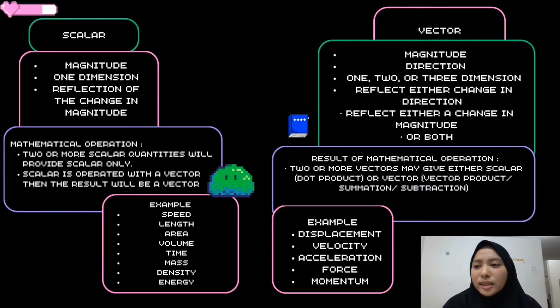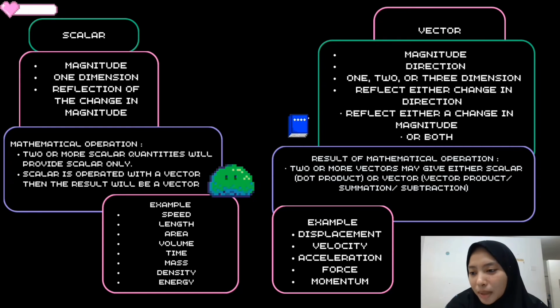Scalar quantity has magnitude but no direction. Vector quantity has both, which is magnitude and direction. Every scalar quantity is one dimension. Vector quantity can be 1, 2, or 3 dimension. Any change in scalar quantity is the reflection of the change in magnitude. Any change in vector quantity can reflect either changing direction or a changing magnitude or change in both.